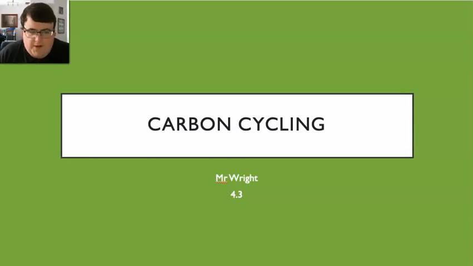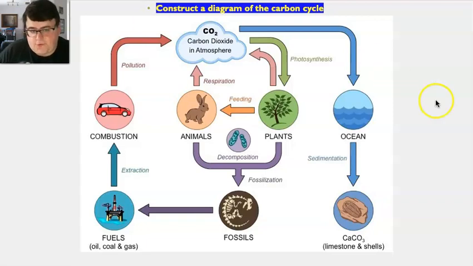So the first thing we're going to look at, I won't go through the need to know for this one. If you want to look at the need to know for what's in carbon cycling, you will need to look at that PowerPoint that's on the OneDrive. But to start with, the first thing you need to do is a skill. One of the need to knows is that you have to be able to construct a diagram of the carbon cycle. Okay, and over here we have a diagram of the carbon cycle. So this is a good one that you could draw.